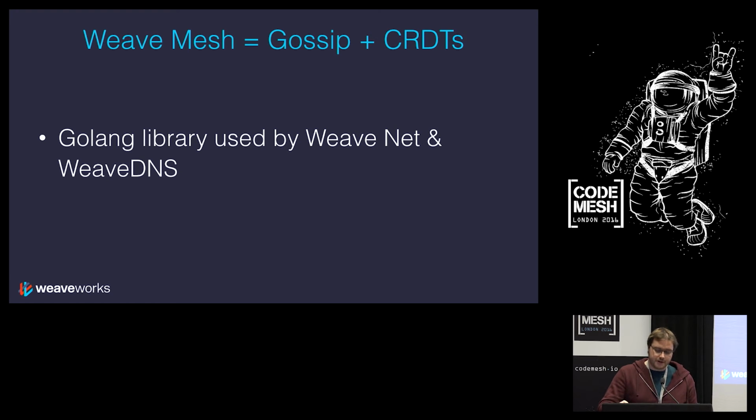And I want to take a brief digression to talk a little bit about how WeaveNet works under the bonnet. So we factored out a lot of the more interesting gossip and CRDT logic in WeaveNet into a separate Golang library that we call WeaveMesh. And so if anyone wants to play with gossip and CRDTs and build their own distributed system that uses them, then you can just pick up WeaveMesh and use it as a Golang library and vendor it into your project as you normally do. So this is a library that's used by WeaveNet and also WeaveDNS.